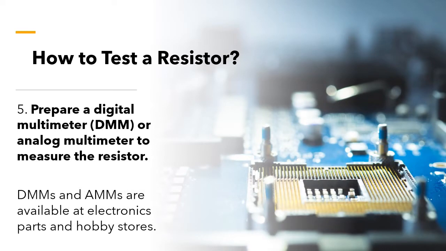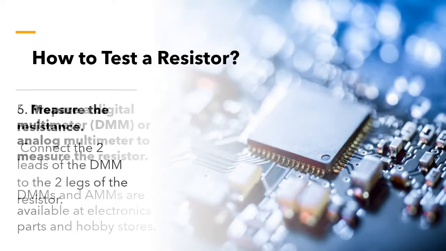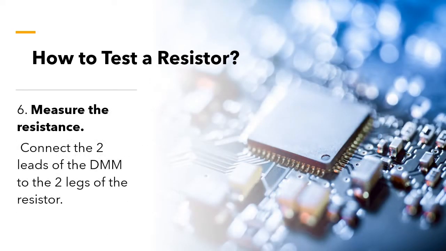Step 5 is to prepare a digital multimeter or analog multimeter to measure the resistor. They are available again at electronics parts and hobby stores. Six, measure the resistance. So connect the two leads of the digital multimeter to the two legs of the resistor. Resistors have no polarity, so it does not matter which lead is connected to which resistor leg.